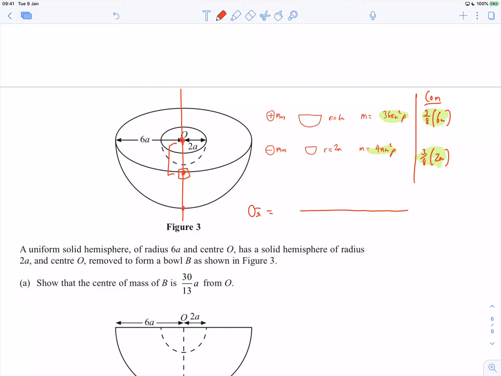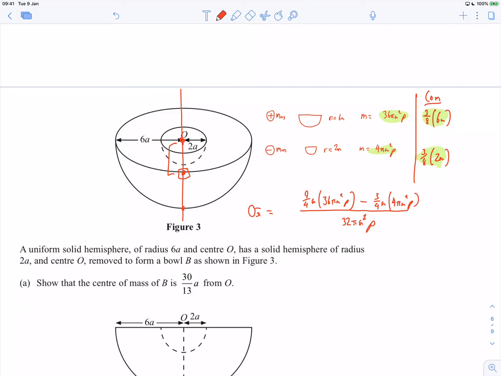And that cancels down nicely to 9/4. So it's going to be 9/4 of a times by its mass, which is 36 pi a squared rho, minus, because it's a negative mass, and now 2 times 3/8 is 3/4. This is going to be 3/4 of a times by its mass, which is 4 pi a squared rho. And this is going to be all over the total mass of the object, which is 36 pi a squared rho, minus 4 pi a squared rho, which I believe is 32 pi a squared rho.